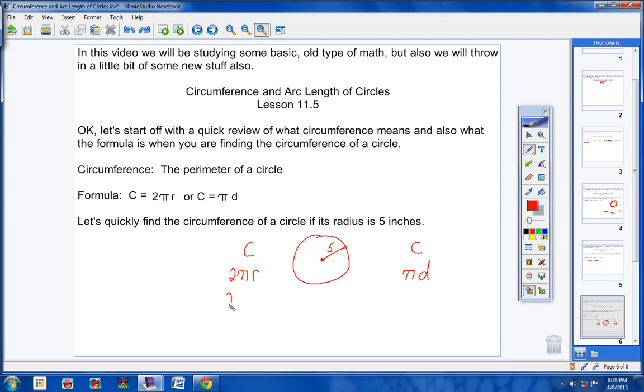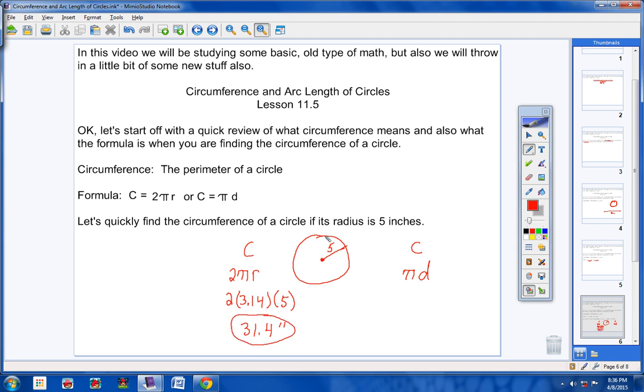So for 2, I'm going to put 2. Unless I say otherwise, we're going to use 3.14 for pi. And then radius, well, the radius is 5, so we'll put a 5 here. So with my calculator, 2 times 3.14 times 5 would give me 31.4 inches. Now, that's not square. That's not the area. That's the perimeter or the circumference, so we just say inches.